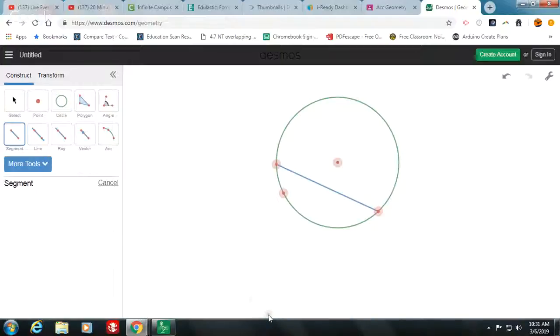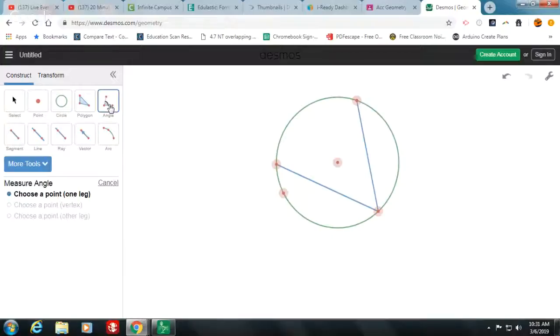The chord. I made a chord. I want to now create an angle by connecting two chords together. This is an inscribed angle because the vertex, which is right here, is touching the circle and the angle's inside. We're going to do that. So I want to know what is the measurement of this angle. So I hit this angle button.